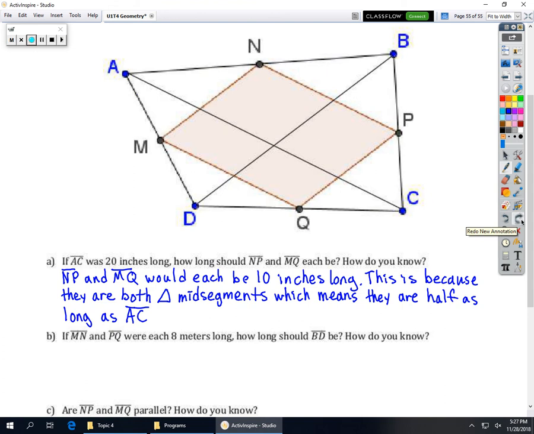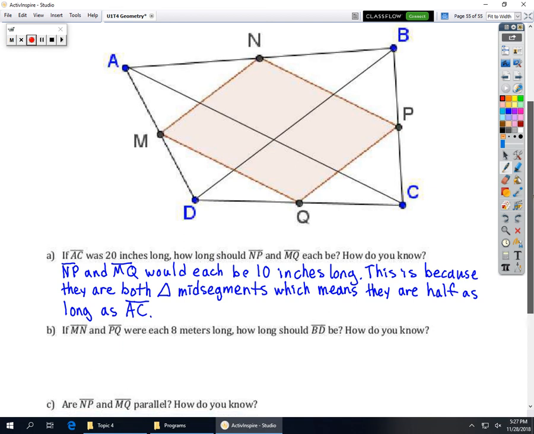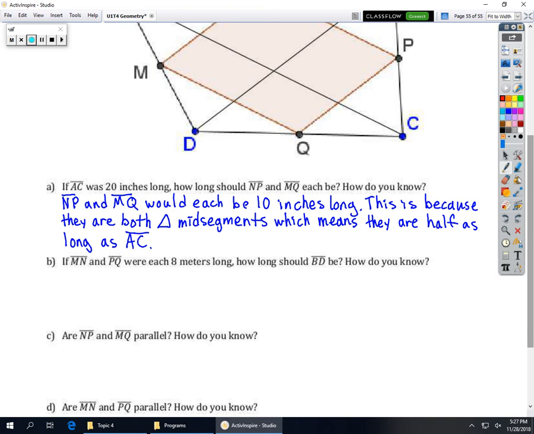The next question is pretty much the same thing. It's just the other side. So it's MN. If MN and PQ were 8 meters long, then how long should BD be? Well, these both are mid-segments. BD must be 16 meters long, and it's basically for the same reason. So BD should be 16 meters long.